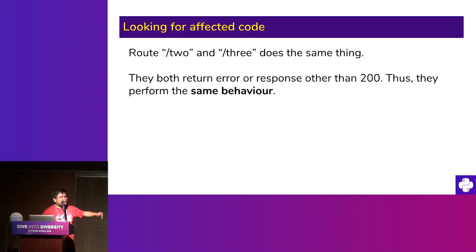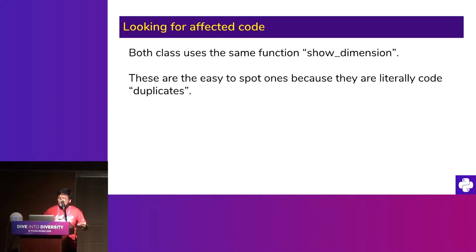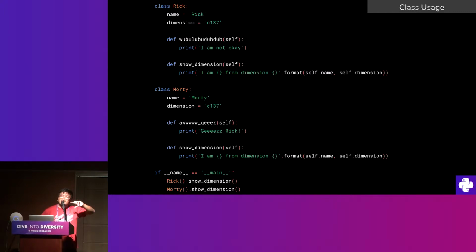The next one. For example, in this one we have two classes, Rick and Morty. It's pretty straightforward. In both classes, we can see the show dimension method, and they're exactly the same. So if they're exactly the same, maybe we can refactor it in such a way that we can reuse the function.